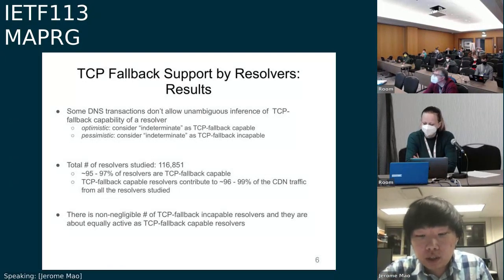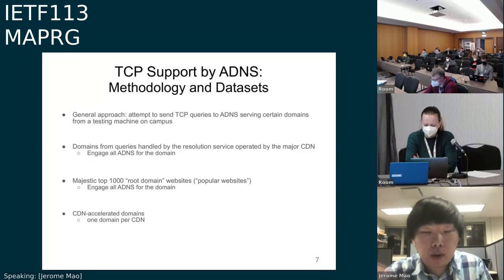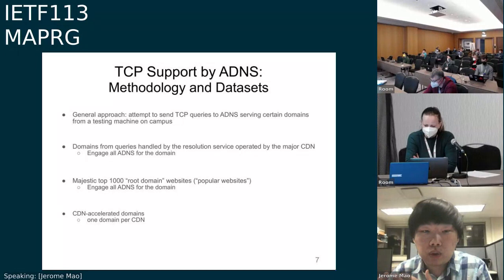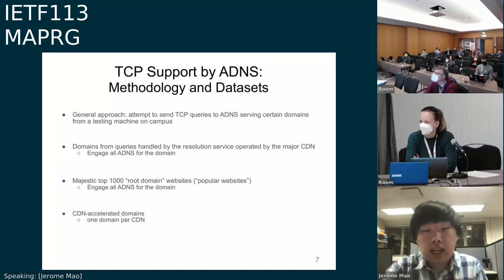Next, we're going to move on to the TCP support by the authoritative DNS servers. In those measurements, we're going to act as resolvers, so we have control over the transport. The general approach is that we try to send TCP queries to the ADNS serving certain domains from a testing machine on campus, so only one vantage point.